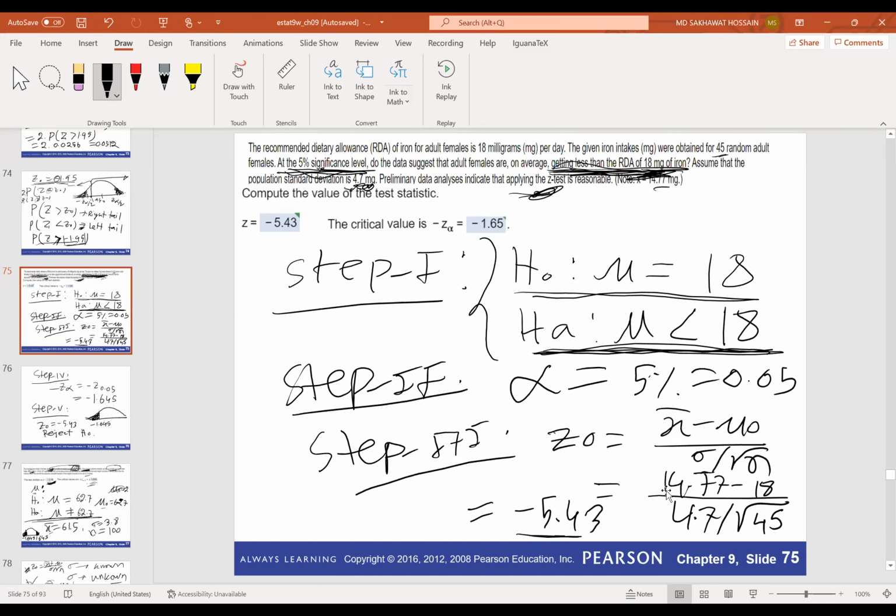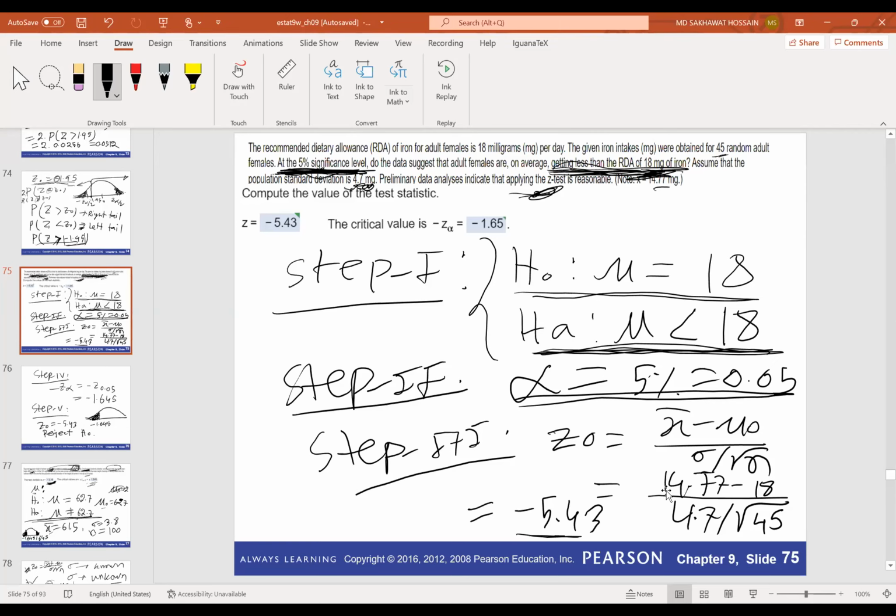So this is step one. You need to write the hypothesis. Then you need to determine alpha, the level of significance. So what is the level of significance? Here it is 5%, right? So the level of significance is 5%. So alpha is 5%, which is 0.05.